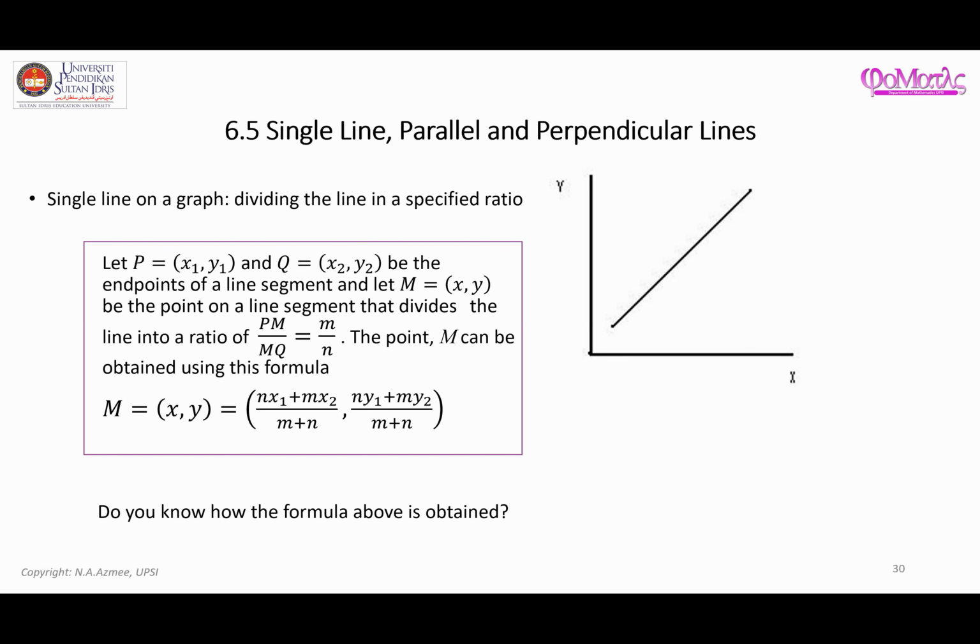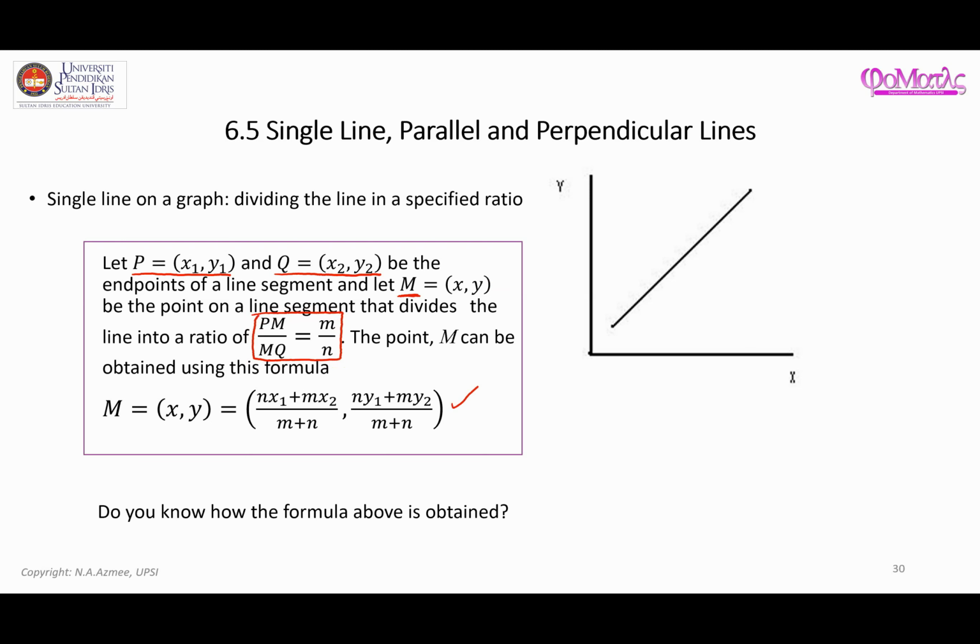So in this video, I will be talking about how to find a point that divides the line into a specified ratio. So let's say you have point P at x1, y1 and point Q at x2, y2. And then you have another point, which we call M. M here will divide the line into a ratio such that PM over MQ is equal to small m over n. So in order to find what x and y are, you can use this formula, okay?